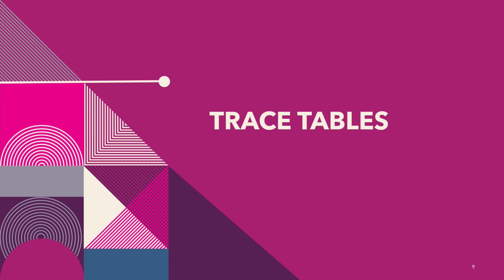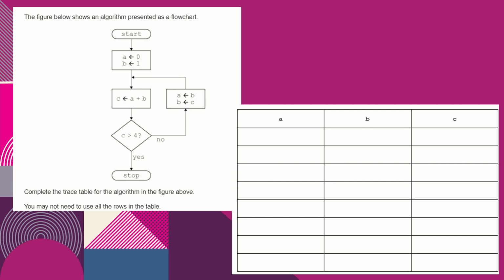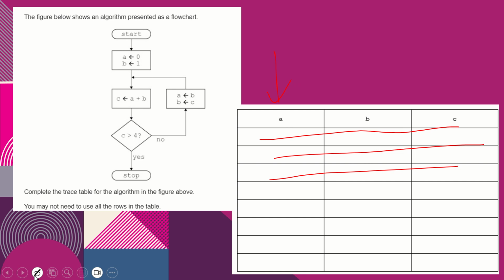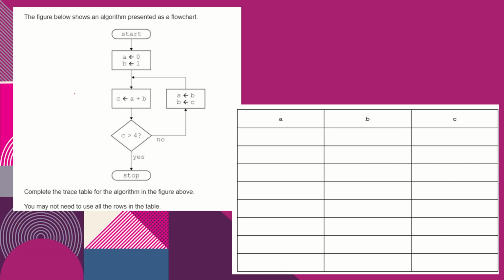Now let's look at the second most common question within this exam, trace tables. When you're looking at trace tables, again, reading your question carefully, reading the flowcharts carefully, or reading the pseudocode carefully is important. And remember, you're not going vertically, you're going horizontally for every single row. Okay, let's try and do it here.